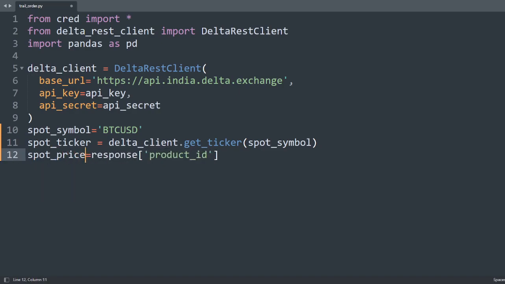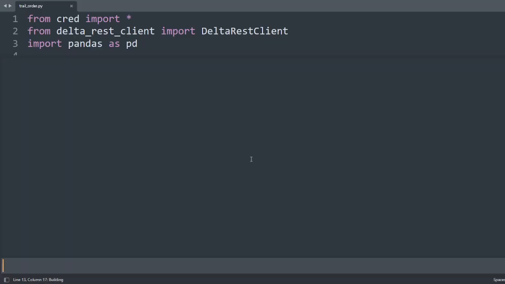I have to say it this way, and spot ticker. In this case, the product ID is not necessary, but the price is important, so I will say mark underscore price. I just try to go step by step. I will show you what price I got as of right now. So let's run this.